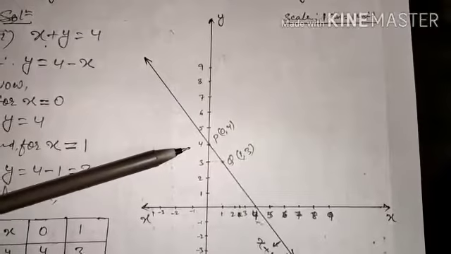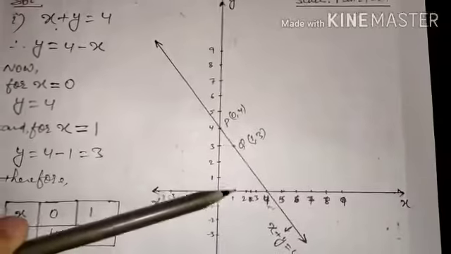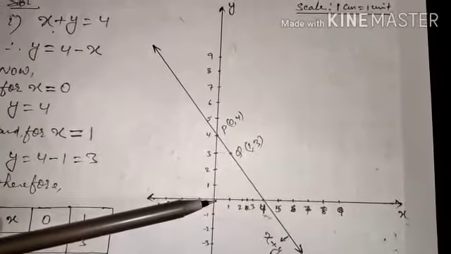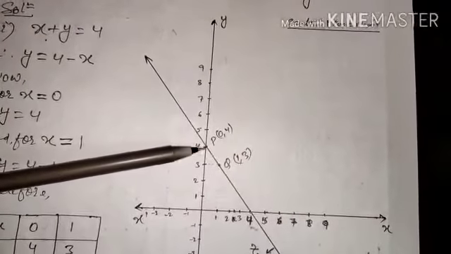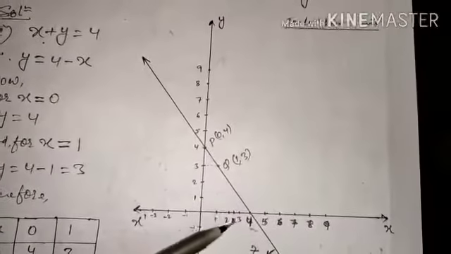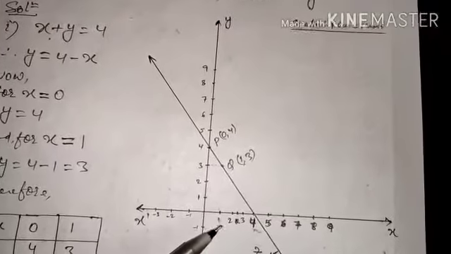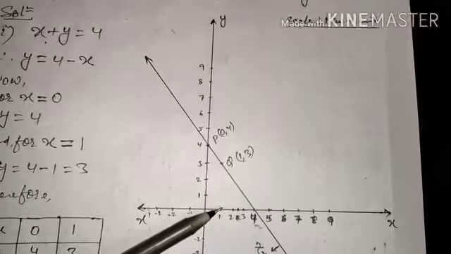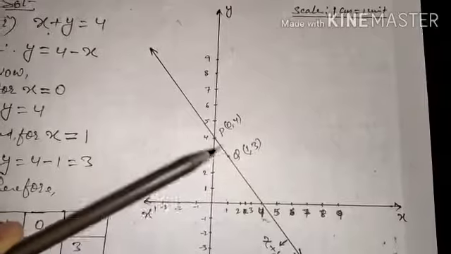Now you can see the first point is 0 comma 4. So 0 is here, and 0 comma 4 means in the positive y-axis we have to move 4 units. So I came here, and I made 0 comma 4 over here. Now 1 comma 3, so 1 is here, and when we move up in the positive y-axis, this is 3, so 1 comma 3. So we have got 2 points.